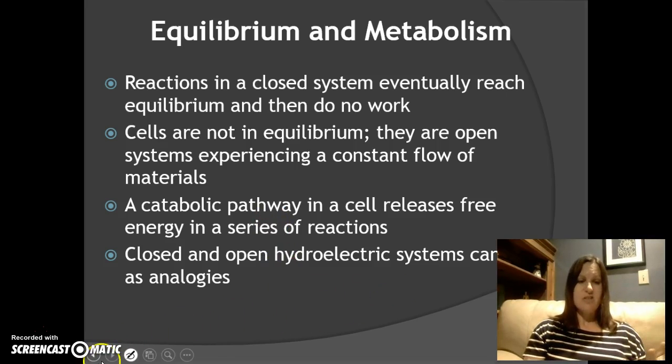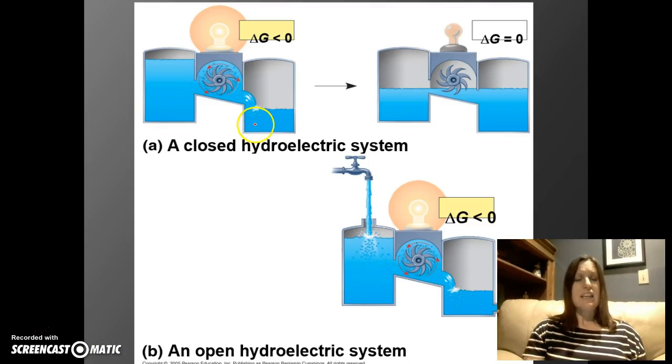So to do a quick analogy of this, check out these closed and open hydroelectric systems. In a closed hydroelectric system, we see the water level here. We know the high water level is going to move down. And when that water moves down, it's going to release energy that causes work to be done. And that turbine's going to move, right? Eventually, though, this system is going to reach equilibrium and no more work can be done. Delta G is now equal to 0 and the work stops. It's at equilibrium. It's stable.